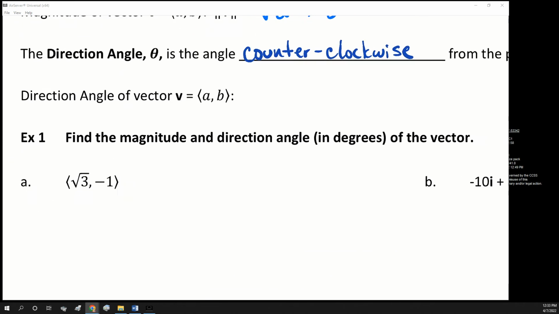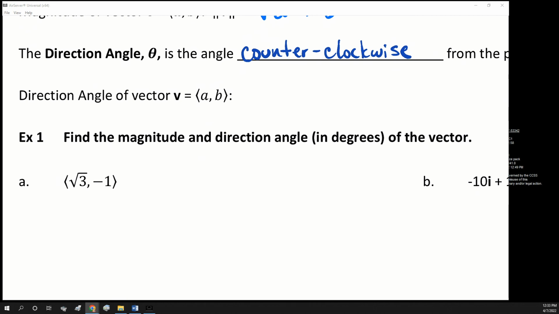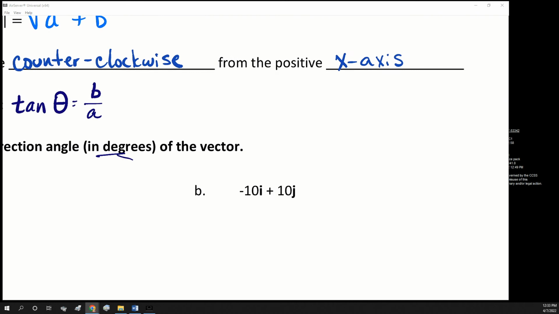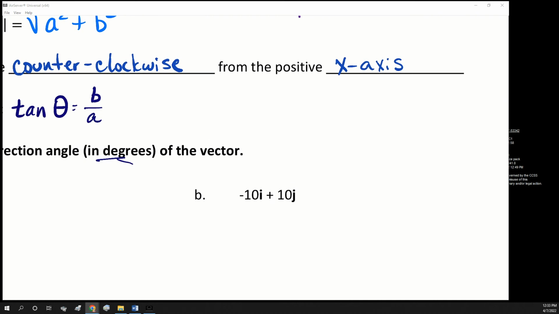And to find those angles, we are going to use that same formula from the polar coordinates, that the tangent of theta is equal to b over a. We said y over x then, but it's basically the same thing. Now, one thing that is slightly different is that the direction angle is going to be in degrees. So let's talk about the hand trick for degrees.